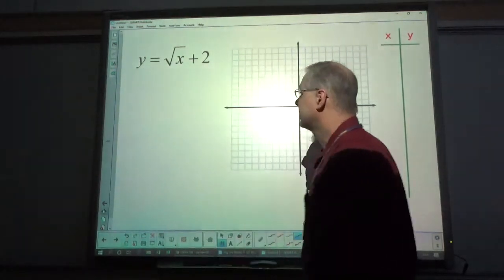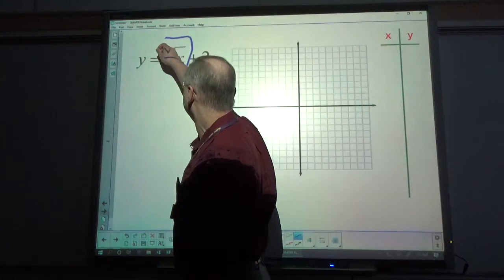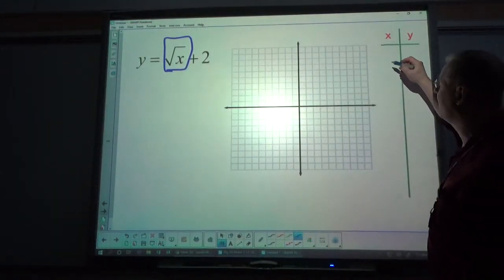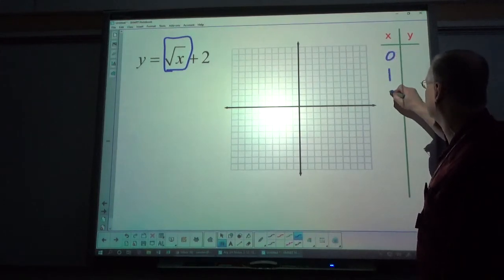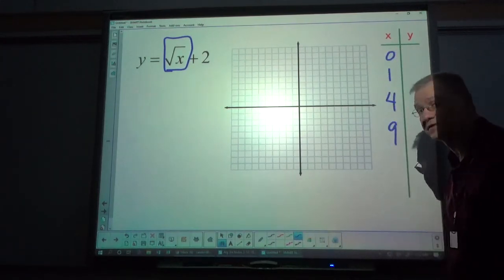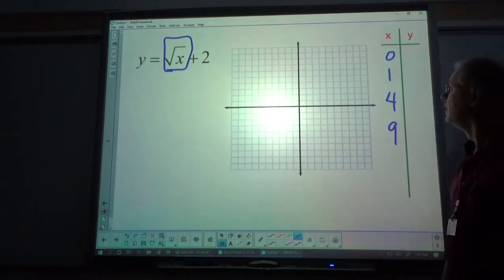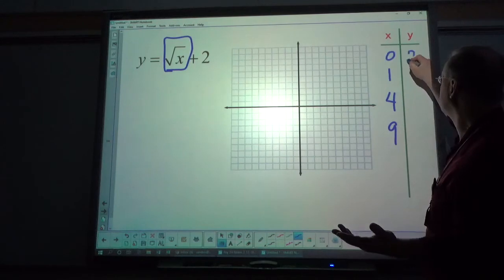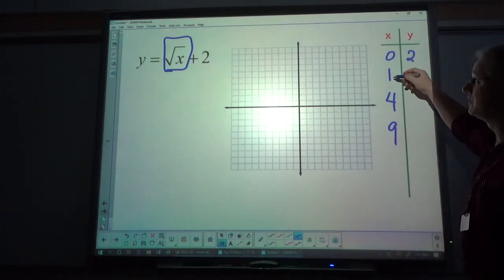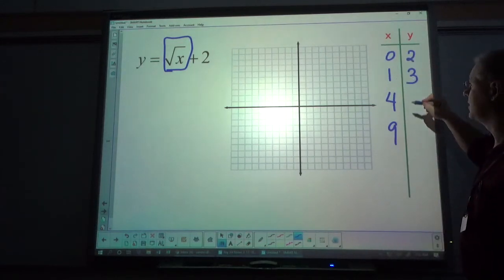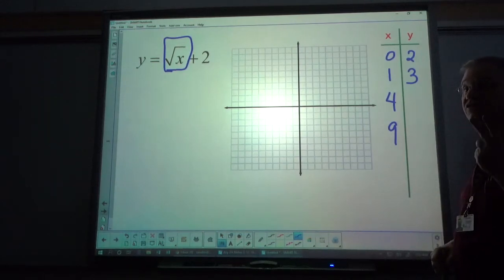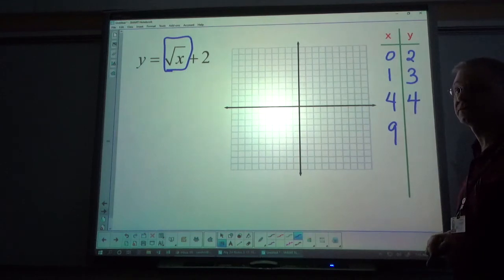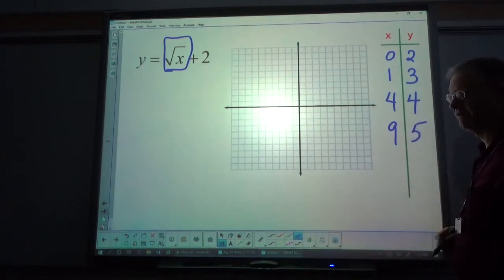Now, what value of x? x is the inside of the square root, the plus 2 is outside. So what value of x gives 0? 0, 1, 4, 9. These are the ones I'm going to use here. When I plug in 0, 0 square rooted is 0, plus 2 is 2. 1 square rooted is 1, plus 2 is 3. 4 square rooted is 2, plus 2 is 4. And 9 square rooted is 3, plus 2 is 5.